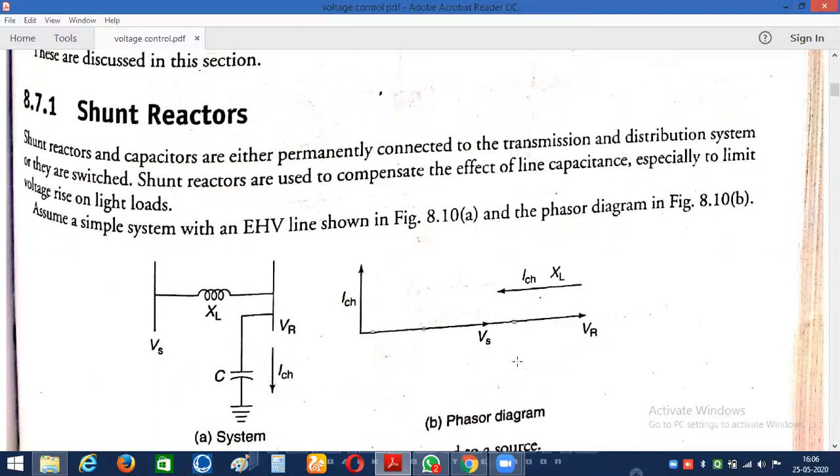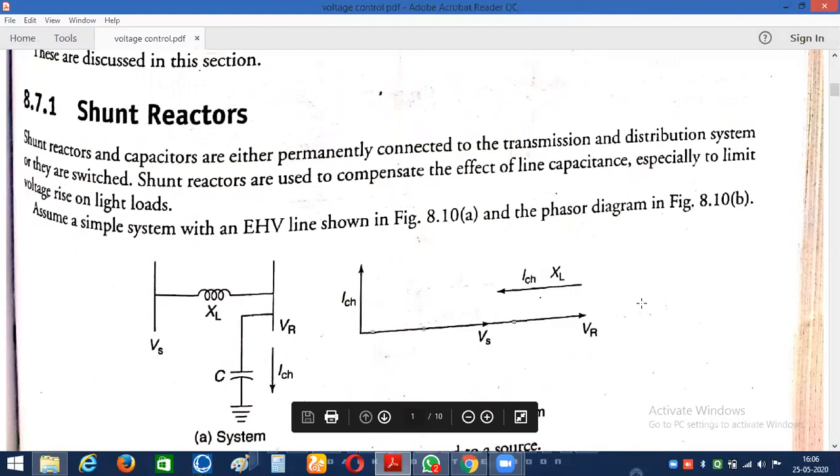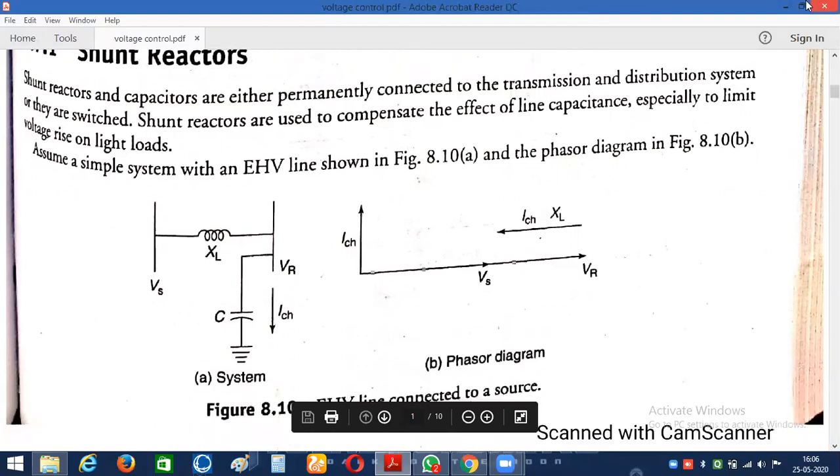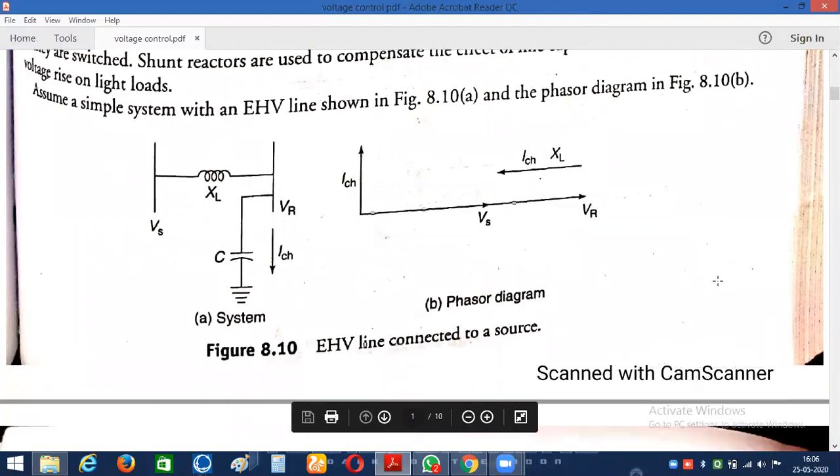Shunt reactors are generally used to compensate the effect of line capacitance, especially to limit the voltage rise in light load conditions. To explain this, I'm taking a simple example of an EHV system. Here is the diagram, which is nothing but an EHV line connected to the source, and the corresponding phasor diagram. Due to light load conditions, or whenever the receiving end is suddenly open, what will happen, and how does the shunt reactor compensate for those light load conditions, we will discuss.